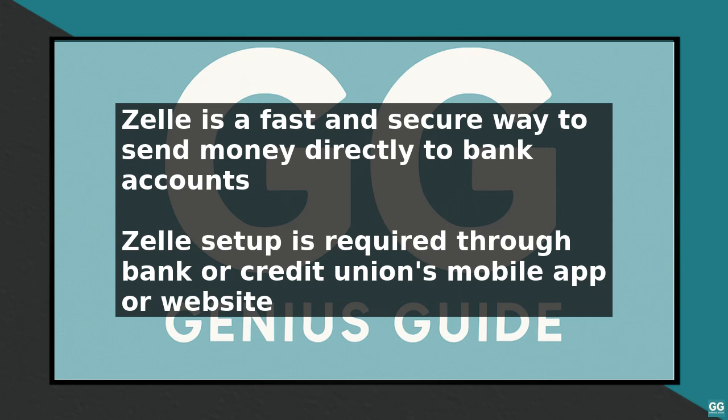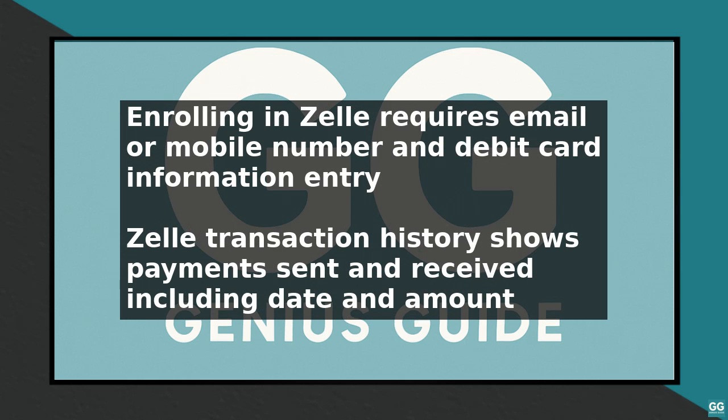To get started, you will need to have Zelle set up through your bank or credit union's mobile app or website. First, open your bank or credit union's mobile app or website and navigate to the Zelle section. If you have not already enrolled in Zelle, you will need to do so by following the prompts to enter your email address or mobile number and debit card information.